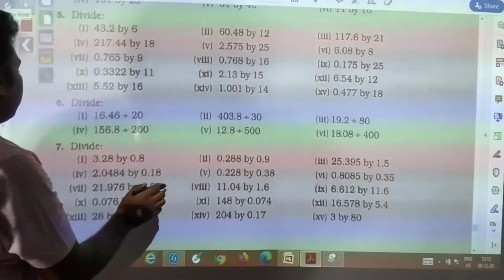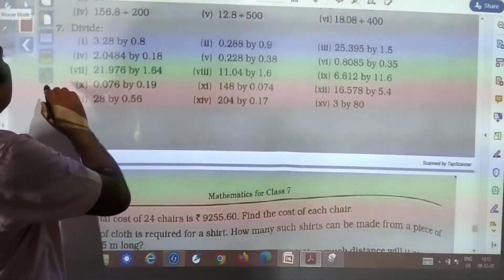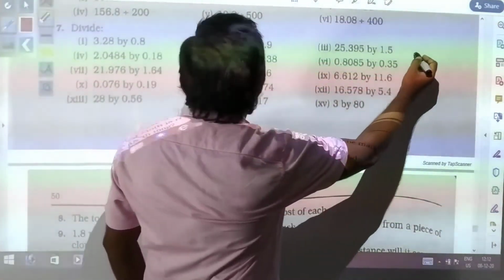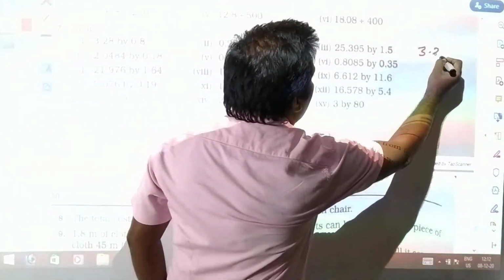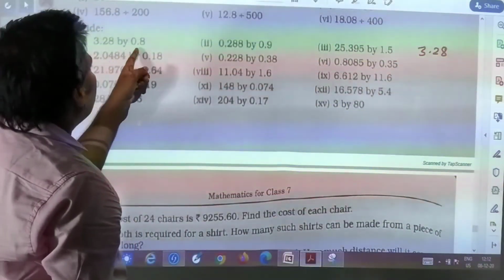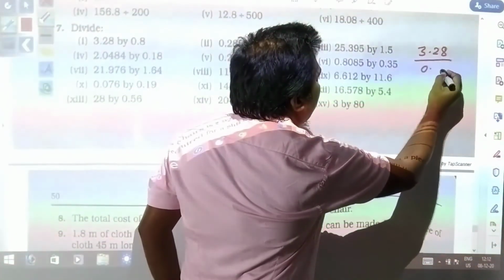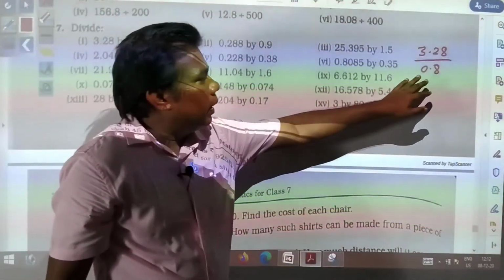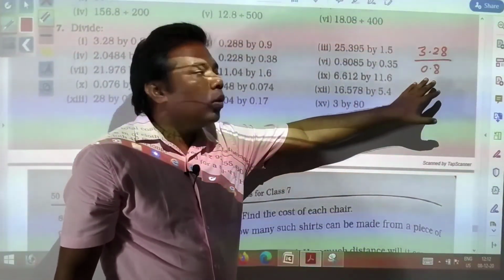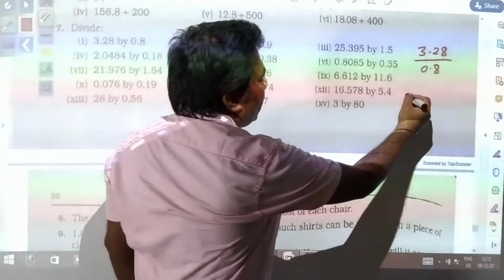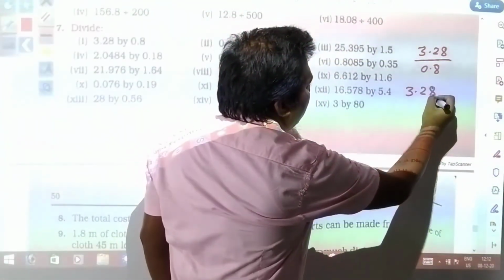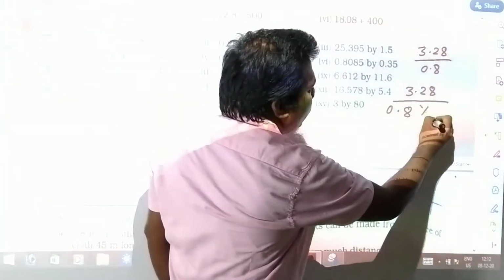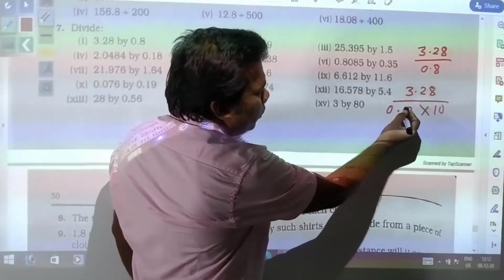Next you see 3.28 by 0.8, 3.28 divided by 0.8. So as in solved examples I had told you, denominator is required to be converted into whole number. So here you can write 3.28 divided by 0.8 into 10, so that this will become whole number.